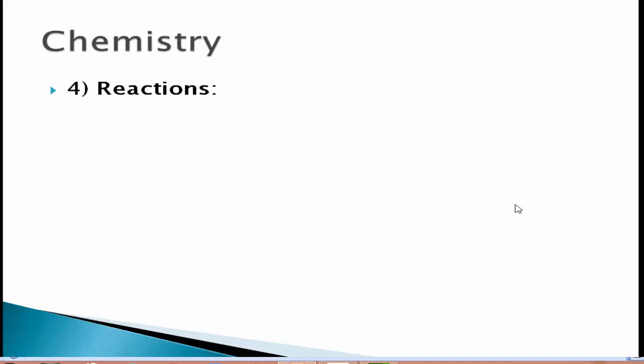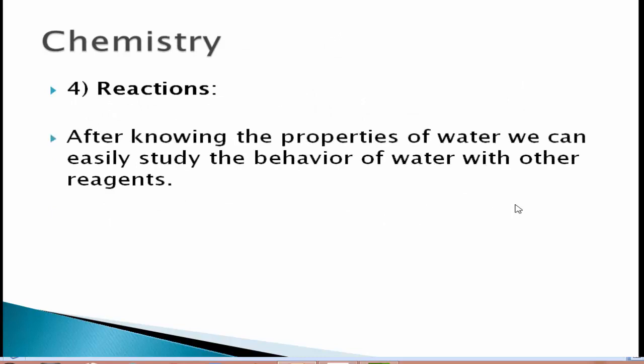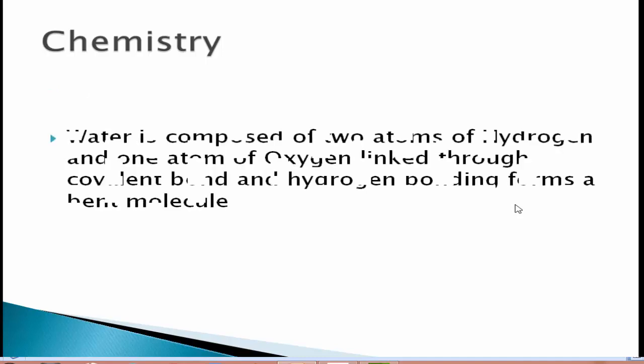Now, the fourth part of the definition is reactions. After knowing the physical and chemical behavior of any substance, and we have taken the example of water, after considering the physical and chemical behavior of water, we can find out how we can react water with other substances or reagents to form specific products. These are the four important parts of the definition of chemistry.